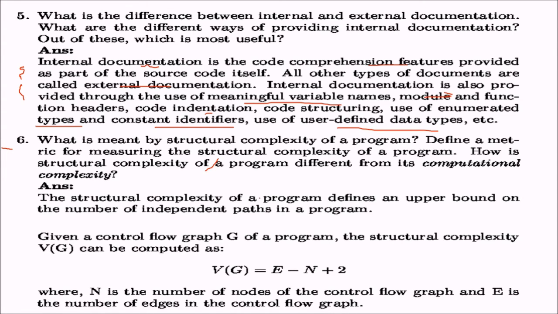The structural complexity of a program defines an upper bound on the number of independent paths in a program. So we are interested in finding out the independent paths in a program. If we are given a control flow graph, or we can make a control flow graph of a program, the structural complexity can be easily computed as the number of edges minus the number of nodes plus 2, where n is the number of nodes and e is the number of edges in the control flow graph.